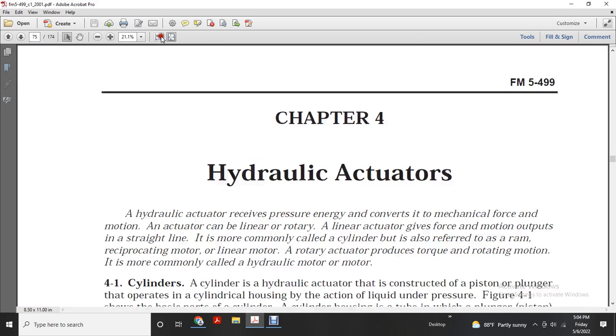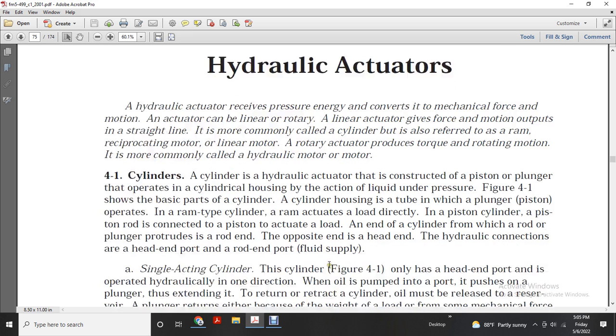Alright, Chapter 4, Hydraulic Actuators. Hydraulic actuators receive pressure energy and convert it into mechanical force and motion. An actuator can be linear or rotary. A linear actuator gives you force and motion outputs in a straight line. It's more commonly called a cylinder, but it's also referred to as a ram, reciprocating motor, or linear motor. A rotary actuator provides torque and rotary motion, and is more commonly called a hydraulic motor or motor.